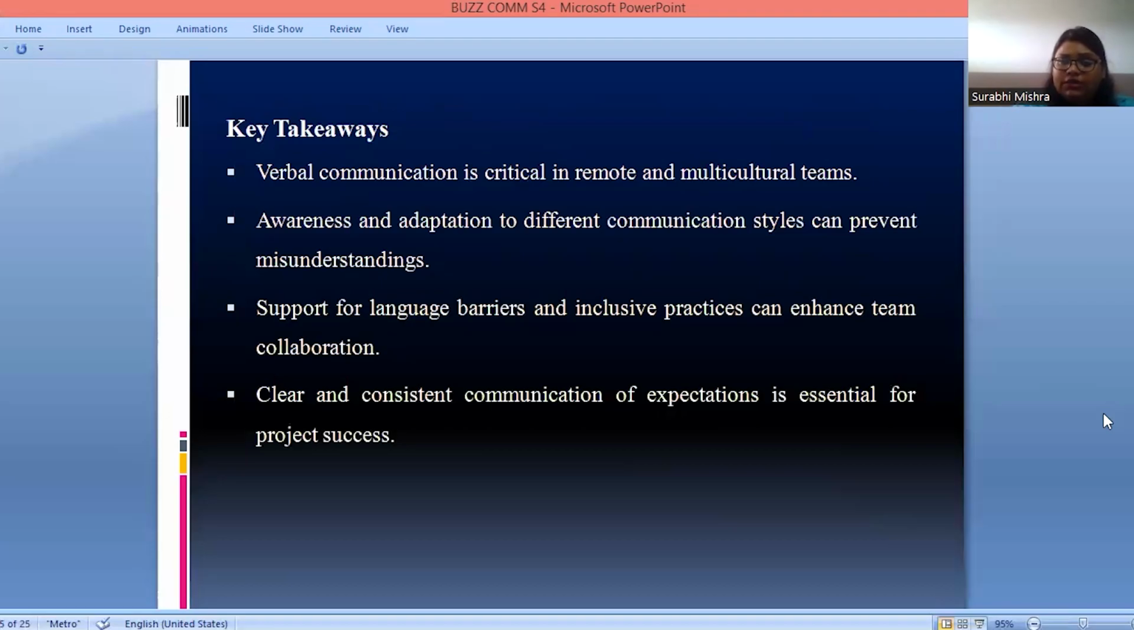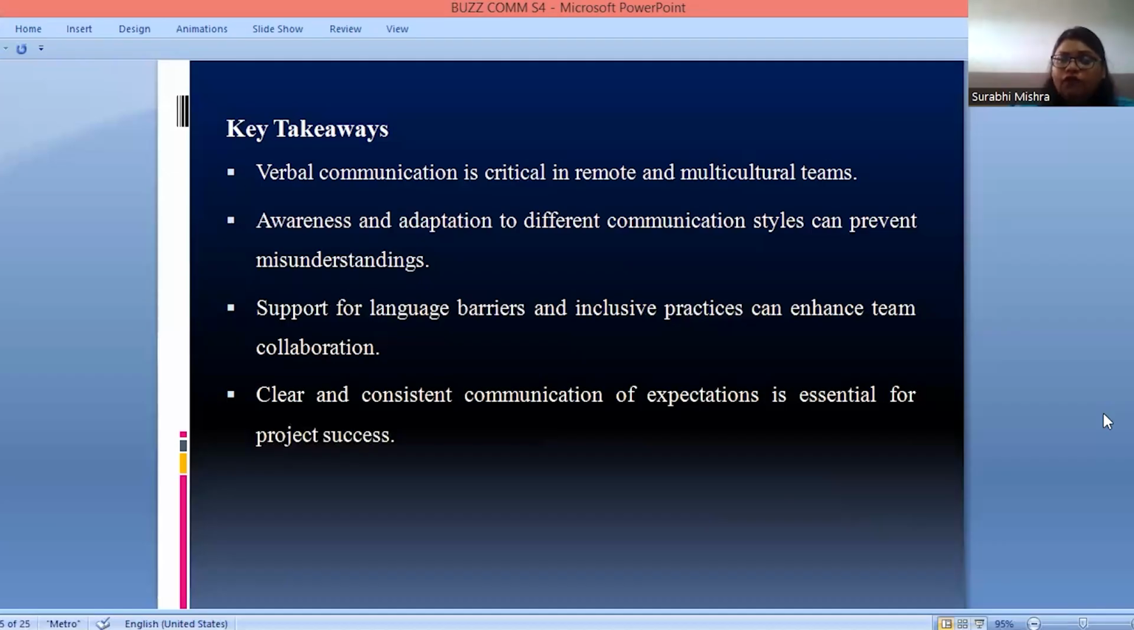Let's see what the key takeaways were. Number one is verbal communication is critical in remote and multicultural teams. Why? Because you're not there to control it in a physical space. You have to do online meetings and video conferencing as compared to offline meetings, right? In an offline setup, it is somehow possible to gather a meeting, solve queries and counsel everyone, but in a remote setting, it at times creates issues, right?